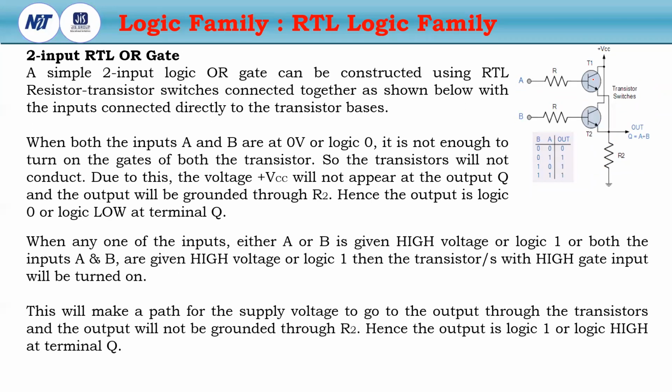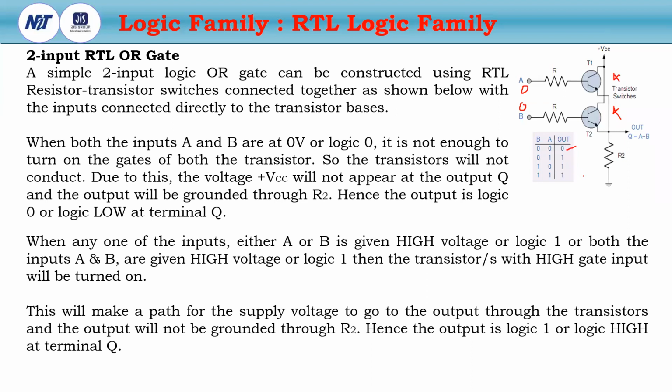Now, if two transistors are in parallel, then it will be converted into the OR gate. How? If both the inputs are logic 0, then this transistor is cut off, and this transistor is also cut off. So the output will transfer to the ground through this resistance R2, and we will get the output as logic 0.